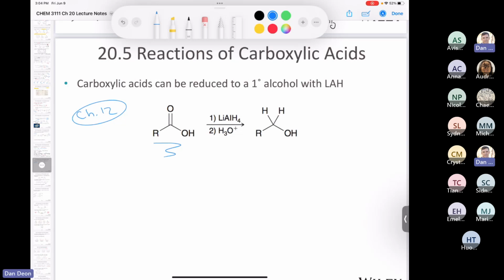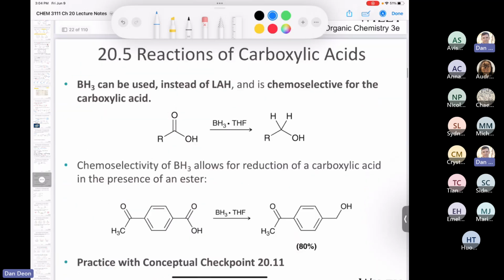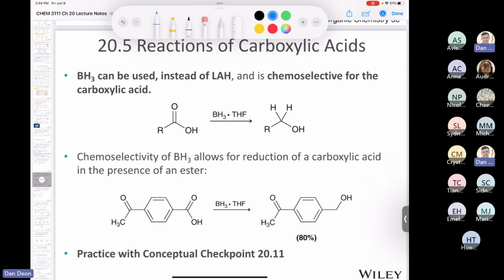But I want to show you a new way to reduce a carboxyl group using a reagent that you've seen before. You've never seen it used this way, probably, and that's using borane and THF. So you can actually use borane and THF. There's no second step. It's just one step. Borane and THF mixed together, and you can reduce a carboxylic acid to a primary alcohol.